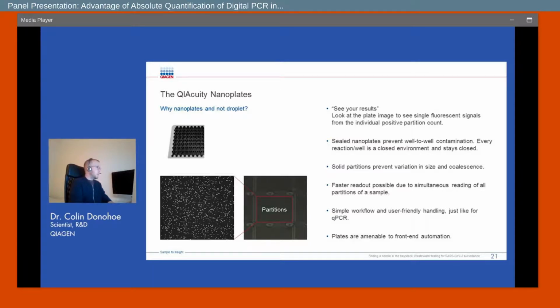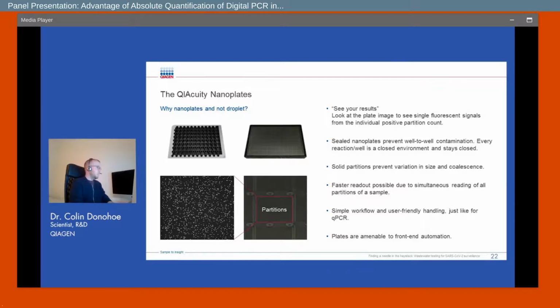In the Kai Acuity Nanoplate, you can see your results literally in the raw image of each and every well on your nanoplate. Second of all, sealed nanoplates prevent contamination between wells. Once your reaction mix is in a well, it's in a closed environment and it stays there. The solid partitions, compared to the droplets, have a very reproducible size and therefore are particularly well suited for the Poisson calculations that underlie digital PCR, which rely on a distinct and discrete partition volume.